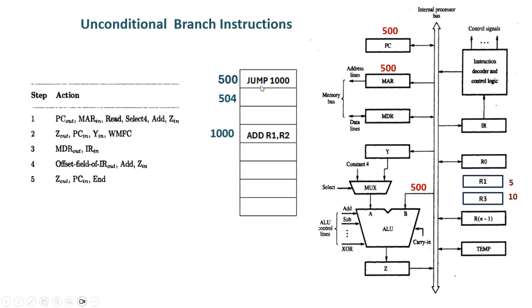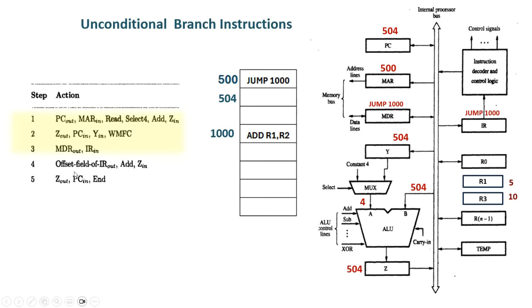Jump is the unconditional branch instruction. Once you execute it, the execution control is moved to the 1000th location. It does not execute the next instruction, which is at 504. So when you execute this program, during the fetching operation, the 4 is enabled. These two values are added to give 504, which is updated into the program counter. During execution, your program counter should point to the next address of the instruction, but it points to 504, while the actual next instruction is present at 1000.